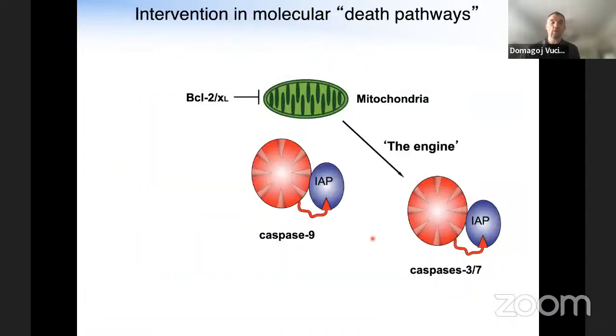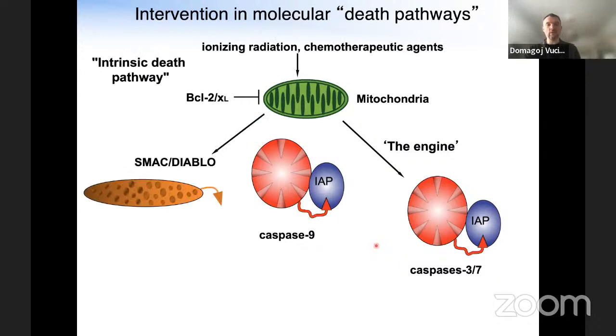So now we are going downstream. We started here at mitochondria and BCL2. And now we see what happens after BCL2 is overwhelmed and the signal proceeds. In this case, you have IAPs such as XIAP holding in check caspase 9, caspase 3, and 7. However, what happens? You have ionizing radiation or chemotherapeutics, and that overwhelms BCL2, and then SMAC or Diablo leaks out of mitochondria. And what happens now?